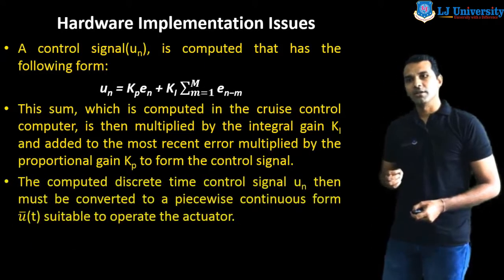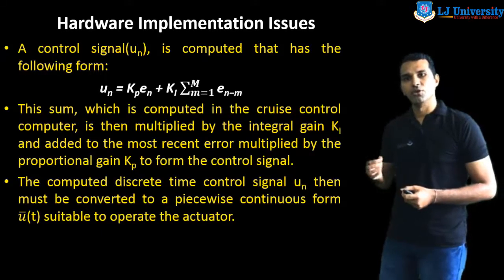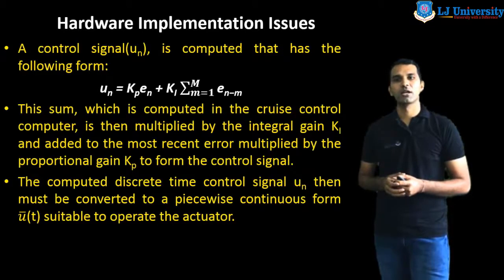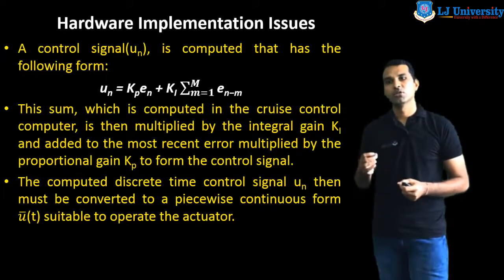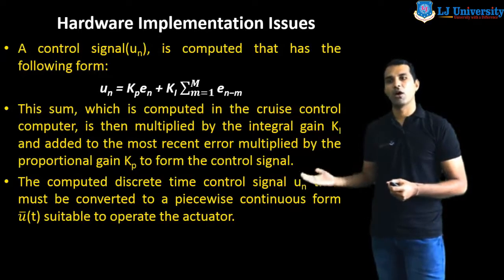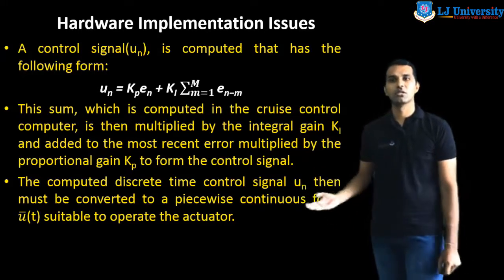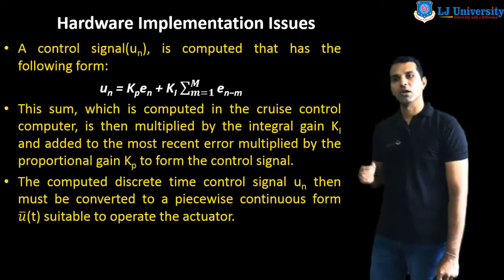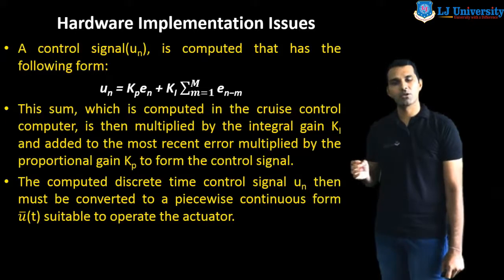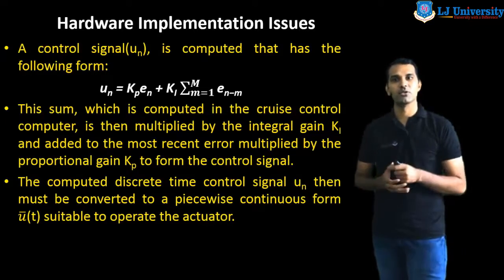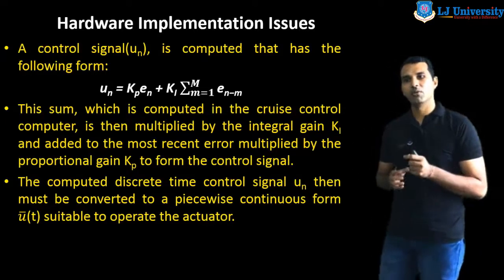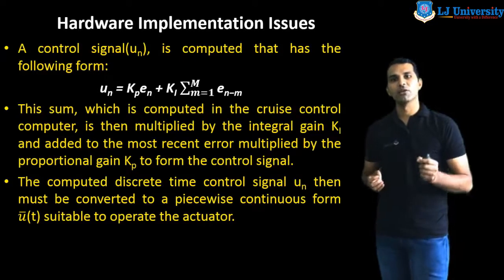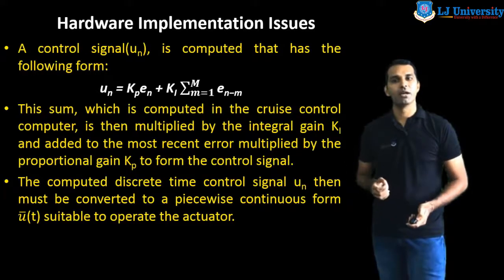The computed discrete time control signal U[n] must be converted to the piecewise continuous form U(t) suitable to operate the actuator. So this is the main issue for the hardware implementation. That means the computed discrete time control signal U[n] must be converted to the piecewise continuous form, denoted by U bar(t), suitable to operate the actuators.